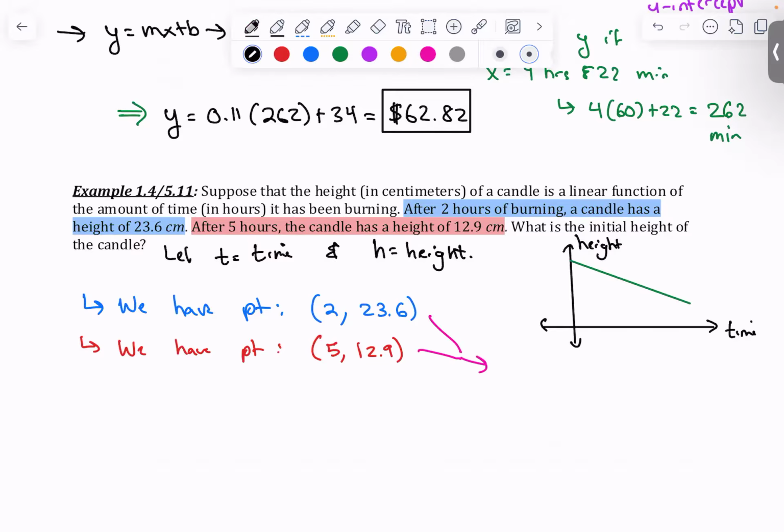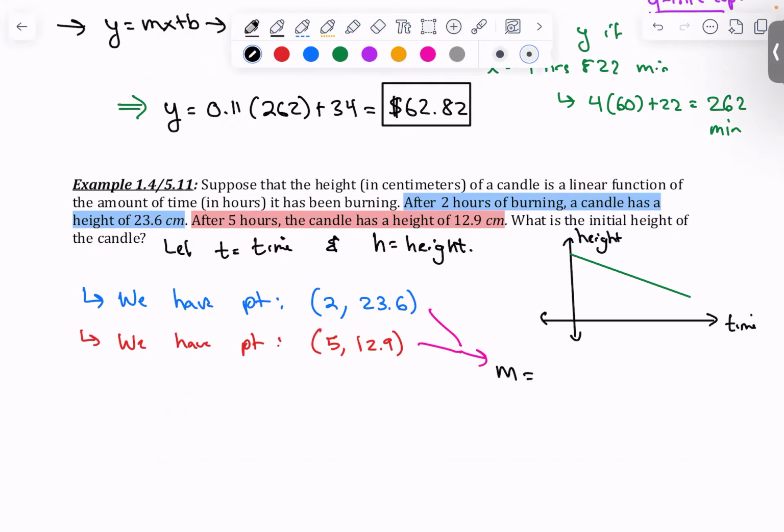m is equal to y sub 2 minus y sub 1 over x sub 2 minus x sub 1. Technically speaking, it should be h sub 2 minus h sub 1 over t sub 2 minus t sub 1, because our variables are t and h, but whatever. You get the idea. So it should be 23.6 minus 12.9 divided by 5 minus 2.